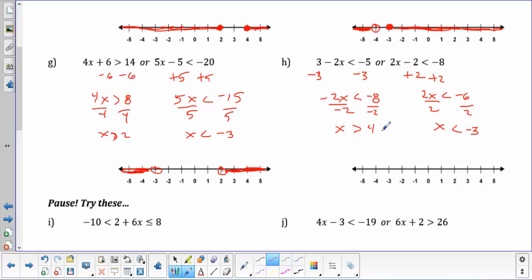Okay, so we have x is greater than 4 or x is less than negative 3. Let's plot these. Open circle. Go to the right. Open circle at negative 3. Go to the left. Once again, or inequalities, opposite directions, and that's finished.